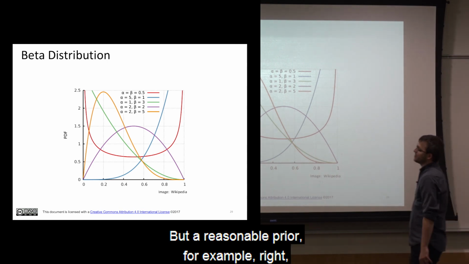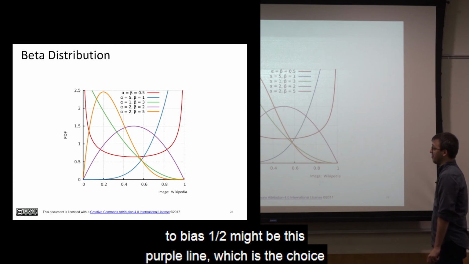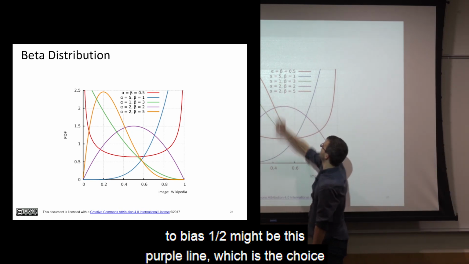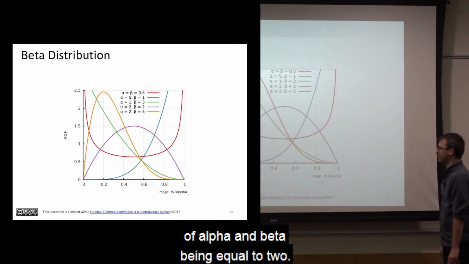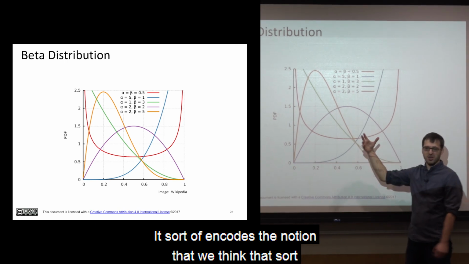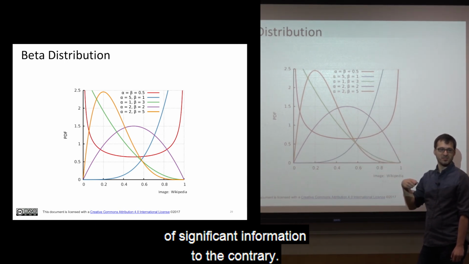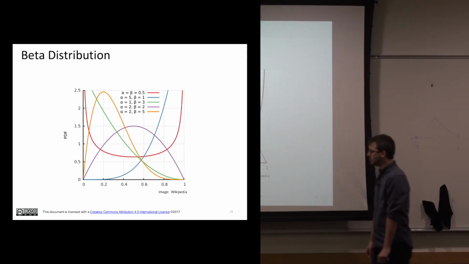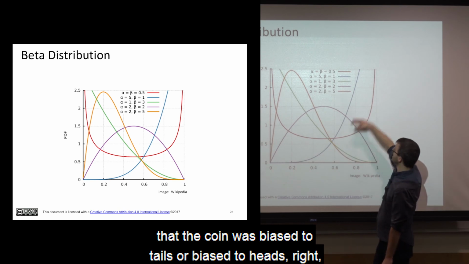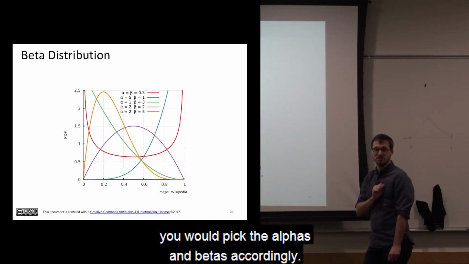But a reasonable prior, for example, if we really thought our coins were close to bias 1/2, might be this purple line, which is the choice of alpha and beta both equal to 2. It encodes the notion that we think most coins are unbiased, unless we see significant information to the contrary. But of course, if you had some reason to believe that the coin was biased to tails or biased to heads, you would pick the alphas and betas accordingly.